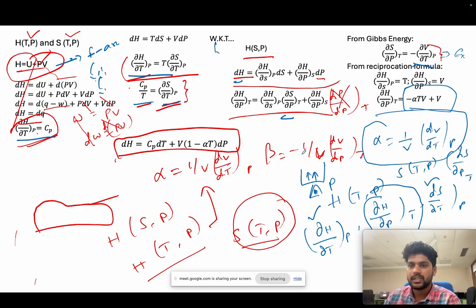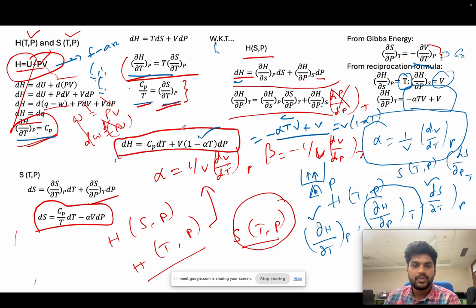So if you have any doubts regarding this, you can see dh by dp at constant pressure is v. So I applied v here. So what you will get was, here it is plus v, here you will get minus alpha tv, because dh by ds is t, you can see it here. And here I have taken v as common, and 1 minus alpha t, that's what we have written here. Then we have the entropy, as we already know the ds by dt value, and ds by dp at constant temperature we will get from Gibbs energy. So that's why we directly get it. So any doubts in this calculation of enthalpy and entropy with respect to temperature and pressure?